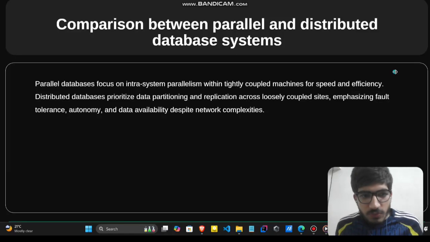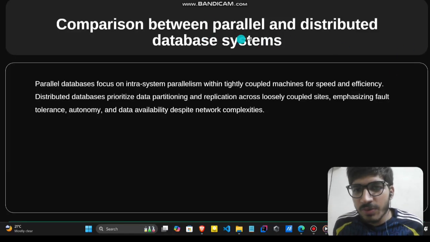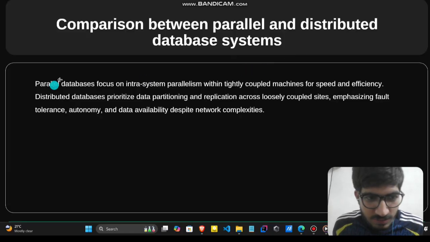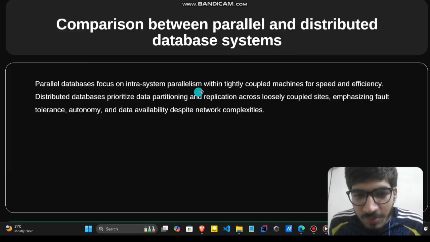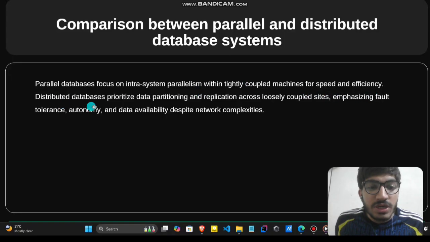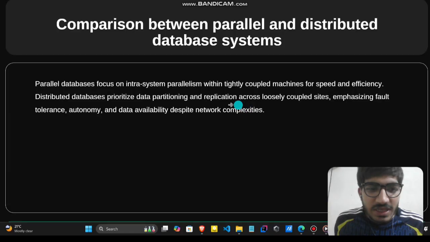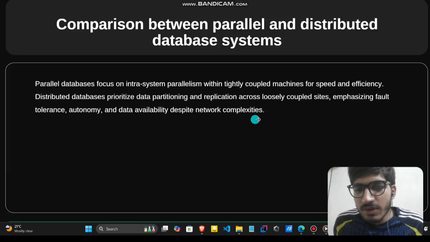So now we will see a comparison between parallel and distributed database systems. Parallel databases focus on intra-system parallelism within tightly coupled machines for speed and efficiency. Distributed databases prioritize data partitioning and replication across loosely coupled sites, emphasizing fault tolerance, autonomy, and data availability despite network complexities.